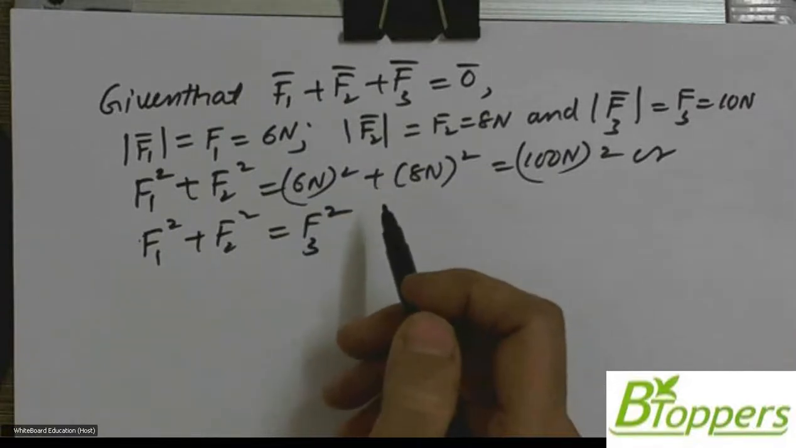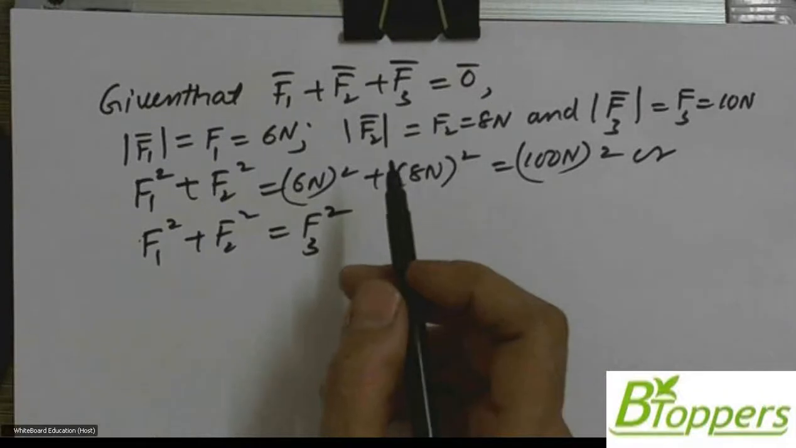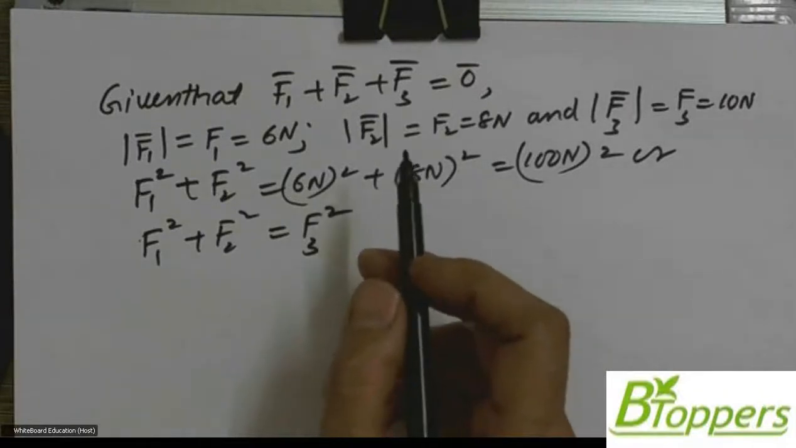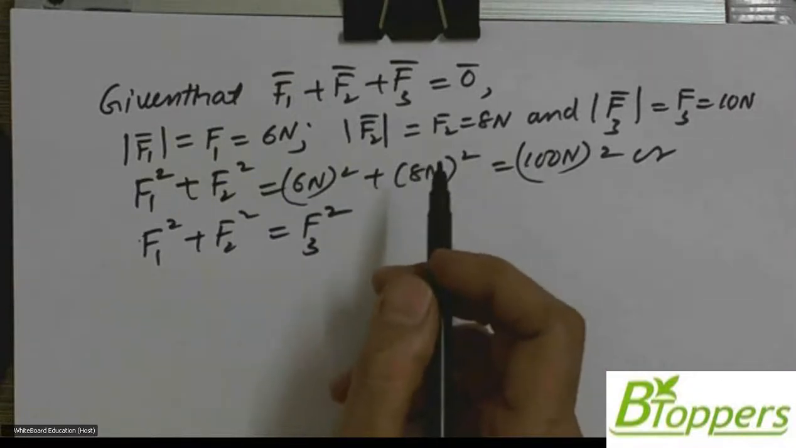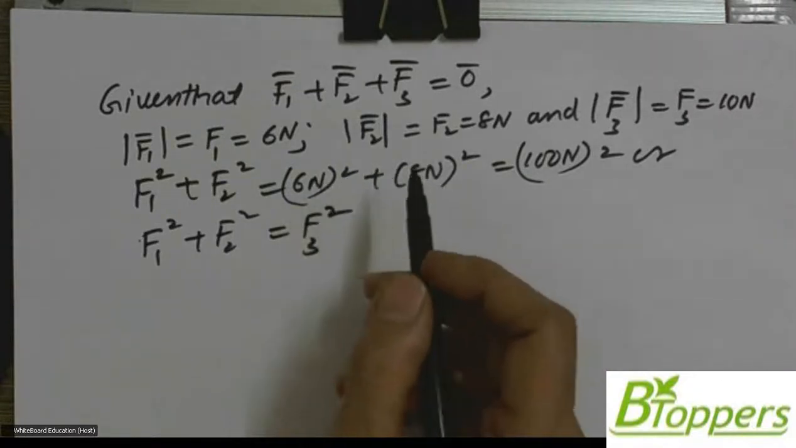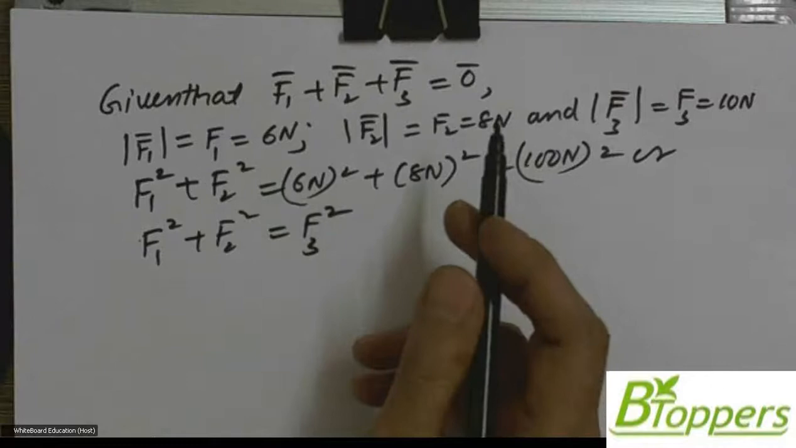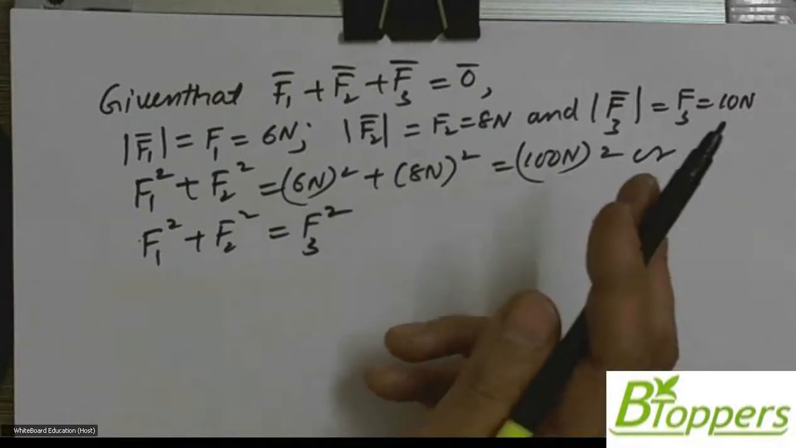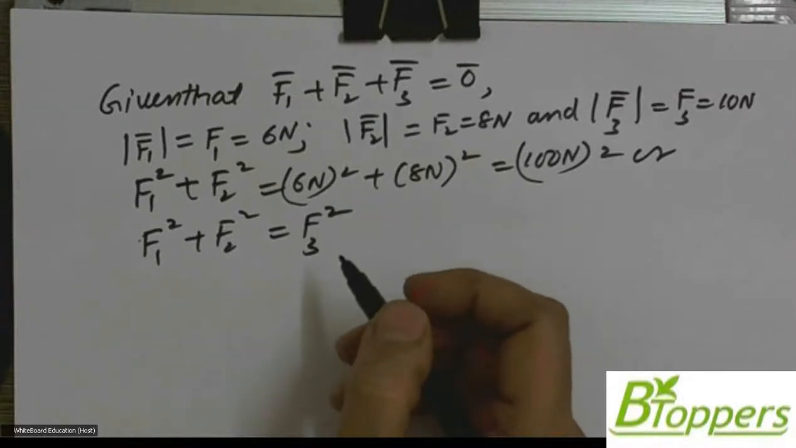One may get a doubt how to know that the forces are not parallel. If the resultant of three forces is 0, sometimes you may have a situation where two forces act in one direction, third force in the opposite direction. In that case, sum of the magnitudes of the smaller forces will be equal to the magnitude of the largest force. But here 6 Newton plus 8 Newtons is 14 Newton, that is more than 10 Newtons. So therefore the forces cannot be parallel.